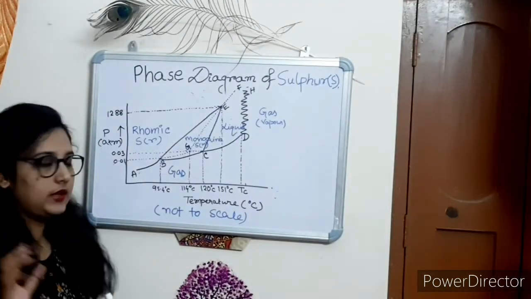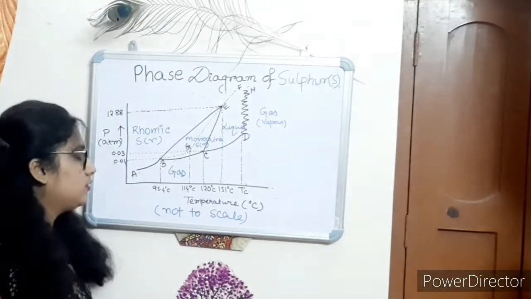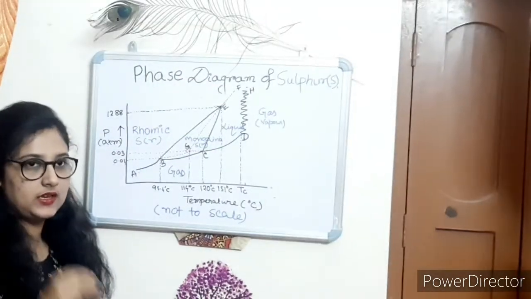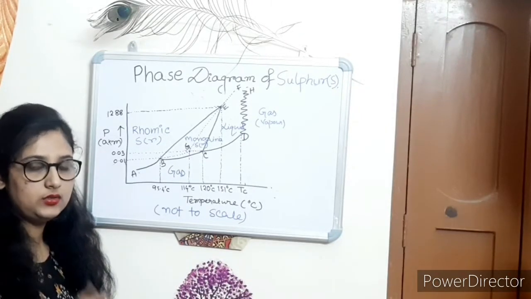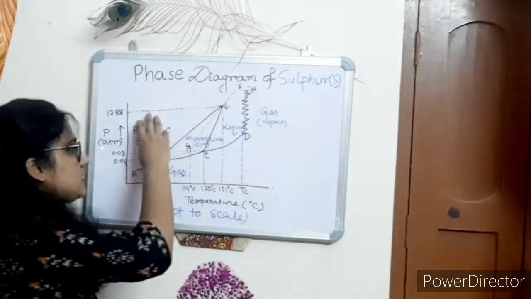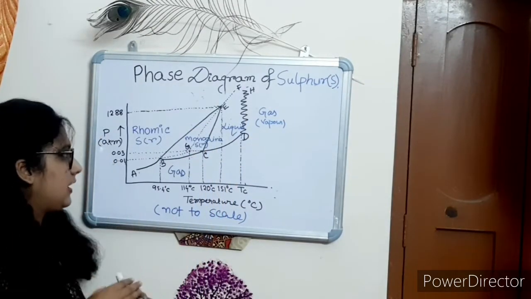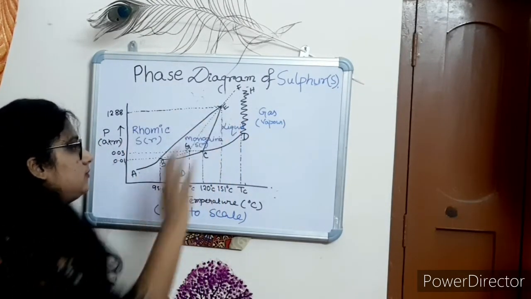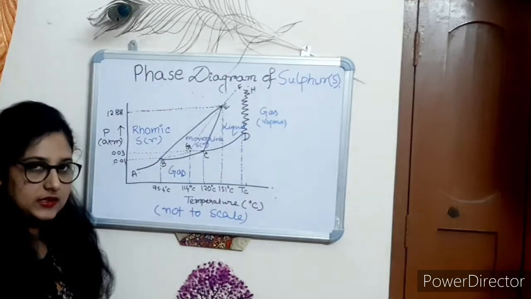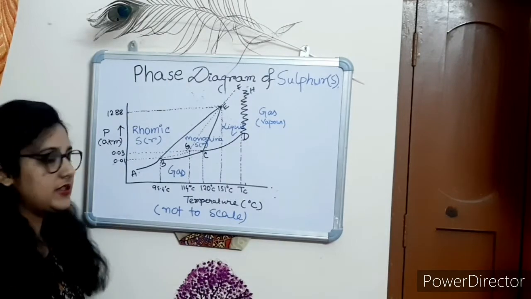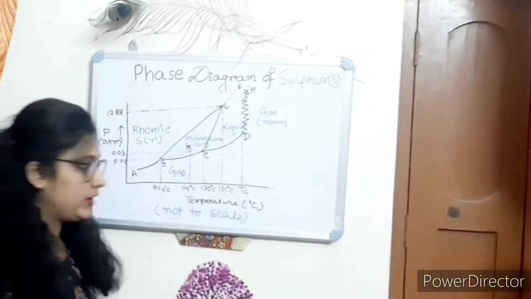In my previous videos I already told you that the line indicates the coexistence curve, that is, upon the line two phases can coexist, but the spaces between two lines are the spaces for a single phase. And sulfur is also a one component system.